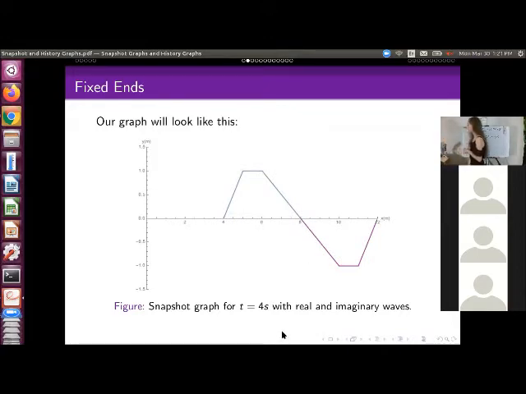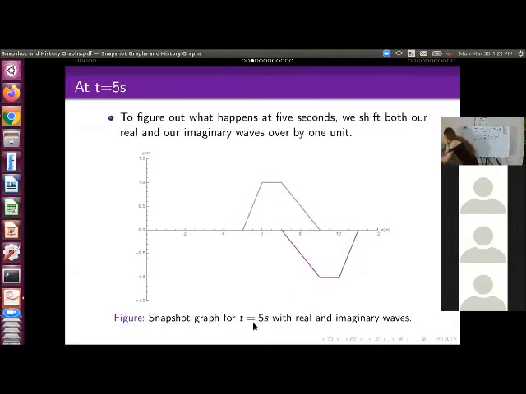If we want to figure out what happens for times beyond 4 seconds, what we have to do is shift our real and imaginary waves over. We basically pretend our string is longer than it really is, so 8 meters is not the cutoff point anymore. We just shift everything over by 1 meter. So at 5 seconds, we shift this wave over by a meter. We also shift this wave over by a meter, and then we have to add them mathematically. This is where things get a little bit tricky. And if you have any questions, again, don't hesitate to ask.